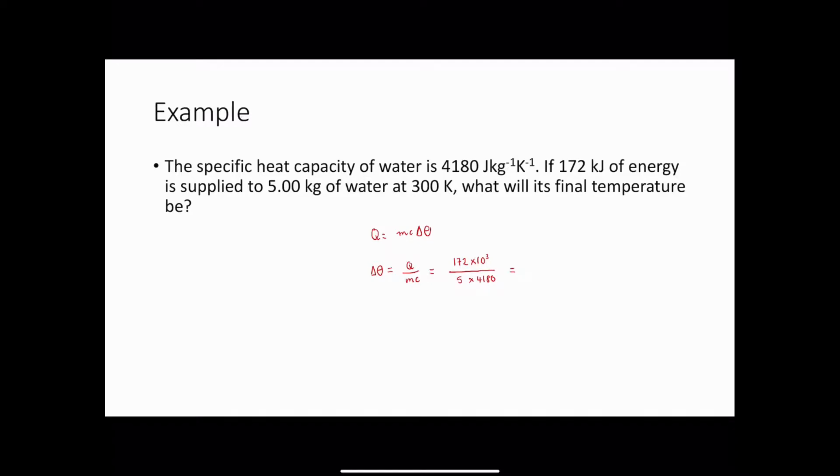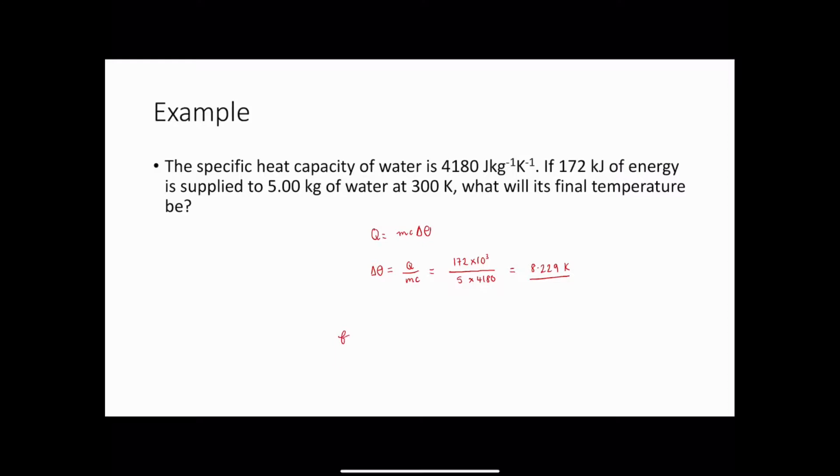Plugging that number into my calculator, I'll end up with 8.229 Kelvin. Obviously, that's my temperature change. We've been told that the water is at 300 Kelvin, and we want to know the final temperature. Therefore, we're going to have to add what we've just found out here to 300.